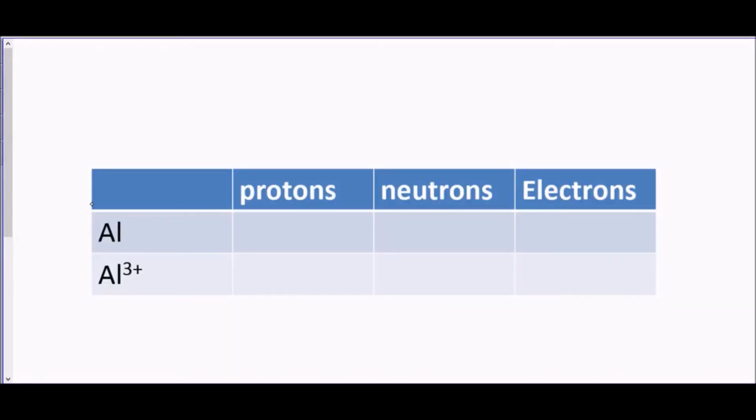In this example, you are going to need to find aluminium on your periodic table and complete the table as I've shown on screen. Pause the video whilst you do that now.